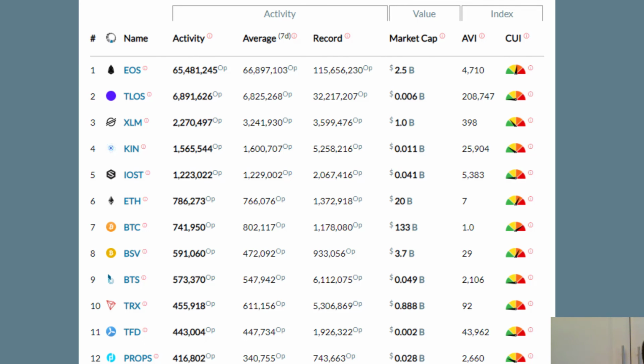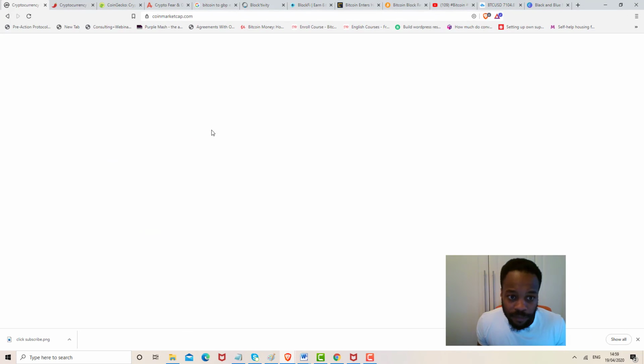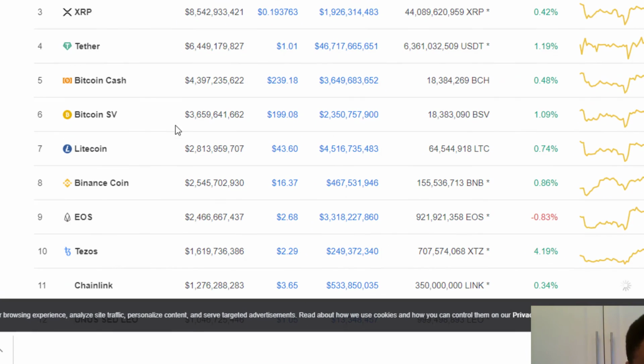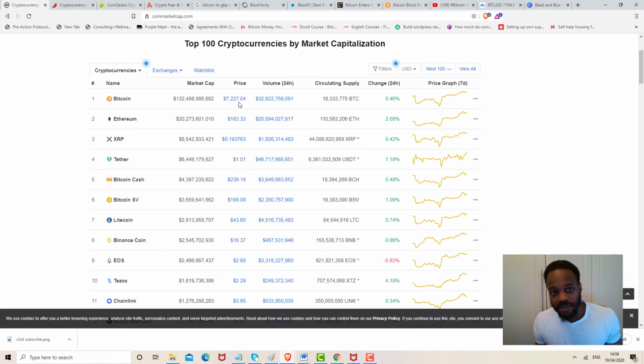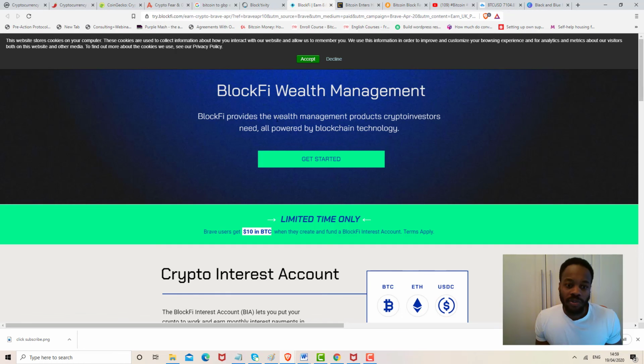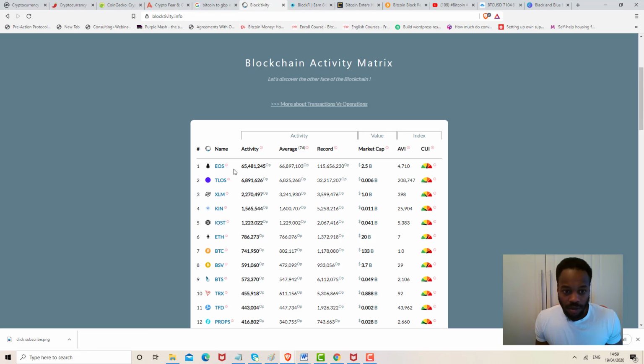And if I take you back to CoinMarketCap here, you will see that EOS is number 9 on the list, and it's currently worth $2.68, as opposed to Bitcoin, which is worth $7,000. So you can see there the usability argument for EOS would rank it at number 1 currently, and Bitcoin would be at number 7. So again, this is something to take note of, and all the websites are presented today.